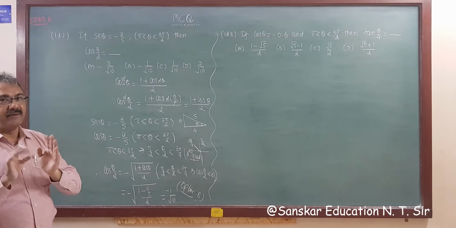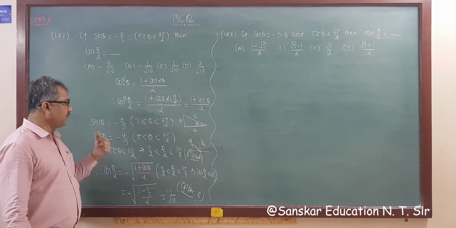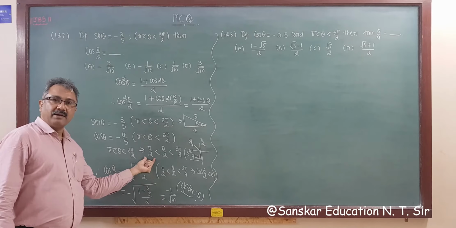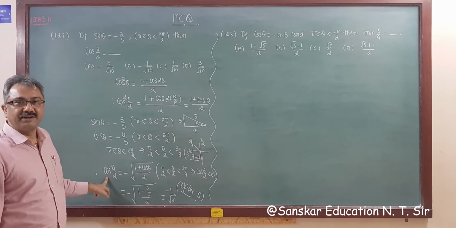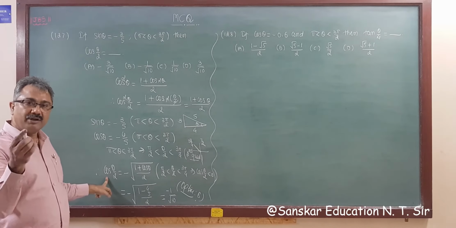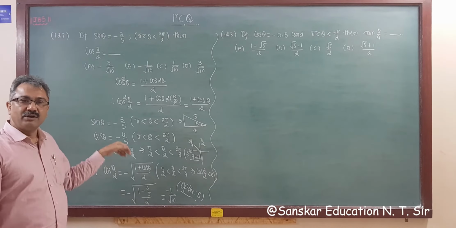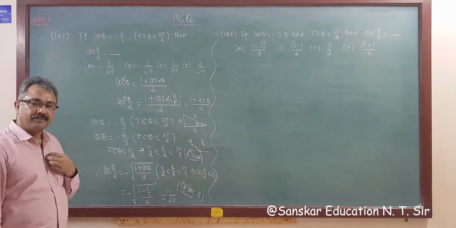So in this type of question, what you have to think? You have to do this thing first. In which quadrant your answer theta by 2 lies, and according to that you have to take the sign of your given function. Okay.